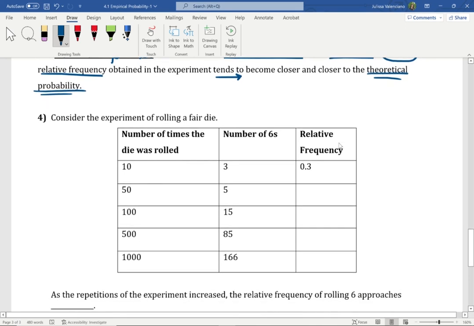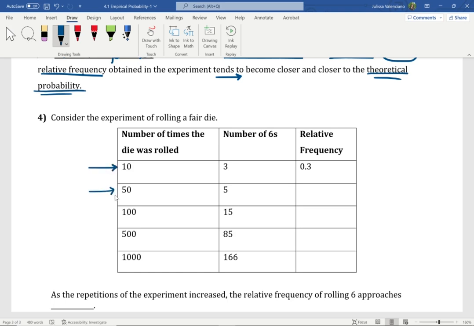Here we're going to consider the experiment of rolling a fair die. On the first column, we see that the experiment was repeated 10 times, then 50 times, then 100 times, then 500 times, and then 1,000 times. We are keeping track of the number of 6s that we roll from those repetitions. For example, when the die was rolled 10 times, we saw 3 6s. When the experiment was repeated 50 times, we saw 5 6s. When it was repeated 100 times, we saw 15 6s.